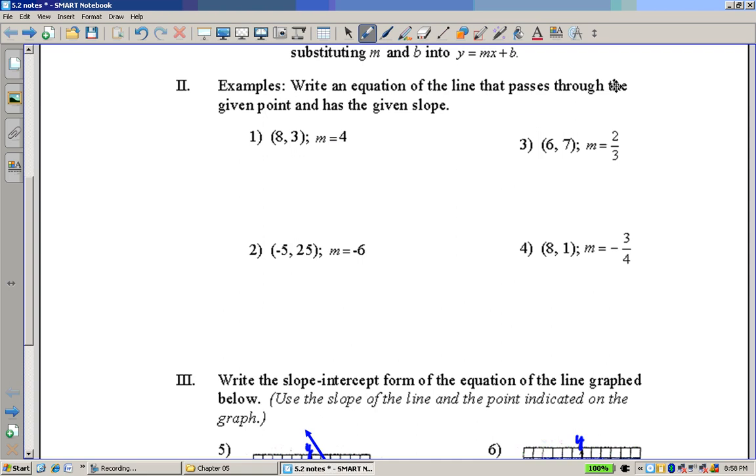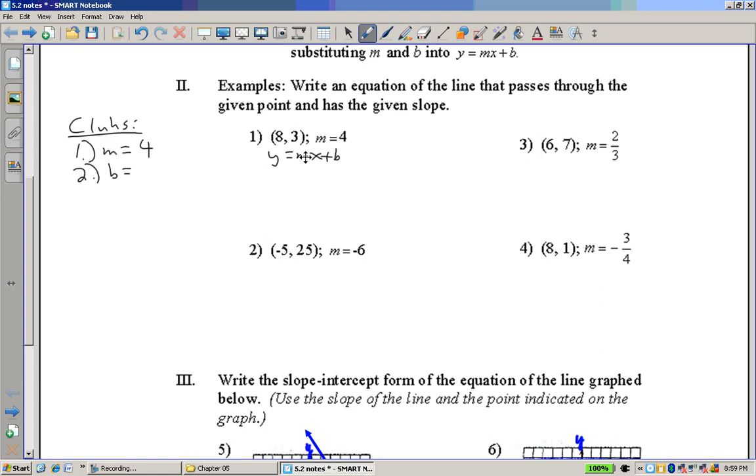Write an equation of the line that passes through the given point and has the given slope. Now, remember, my two clues, looking for a clue. First one is m equals. Second one is b equals. Let's check and see what information they've given us. We see that m equals 4. Well, they don't tell me what b equals, but I do know that y equals mx plus b. So in the last video, they had given us the slope and the y-intercept directly. Now we're going to have to do a little bit more work.